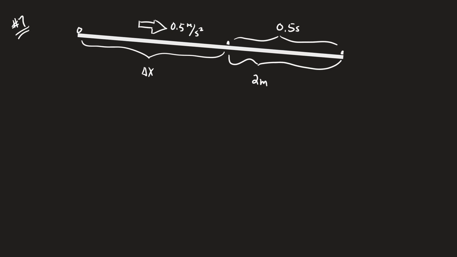Well, let's talk about what we know. I'm going to start by writing out a set of motion variables. I know the ball traveled 2 meters between the seams. I know that that path took 0.5 seconds. And I know that during that time, it accelerated at 0.5 meters per second squared.